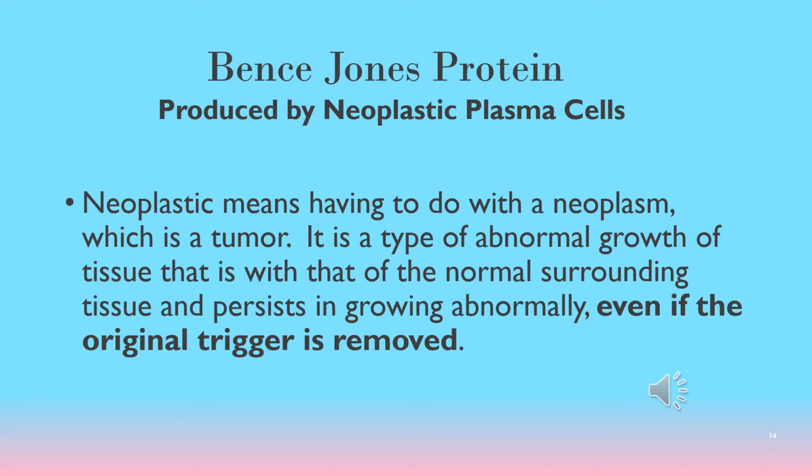Bence-Jones proteins are produced by neoplastic plasma cells. What do we mean by that? Neoplastic means having to do with a neoplasm, and neoplasm means there is a tumor. It's a type of abnormal growth of tissue that's out of step with that of normal surrounding tissue, and it persists to grow abnormally even if the original trigger that caused the problem is removed.